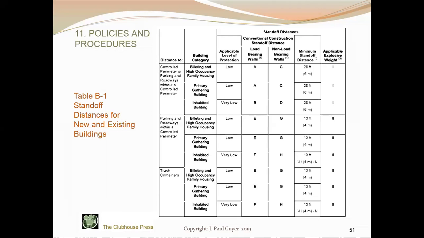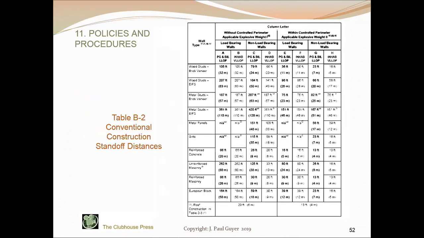The building categories, residential, primary gathering, and inhabited, and the applicable levels of protection, the conventional construction standoff distances for load-bearing walls, non-load-bearing walls, and minimum standoff distances, and then the applicable explosive weights, 1 and 2. 1 being primarily vehicle transported, and 2 being the smaller ones that an individual could carry.